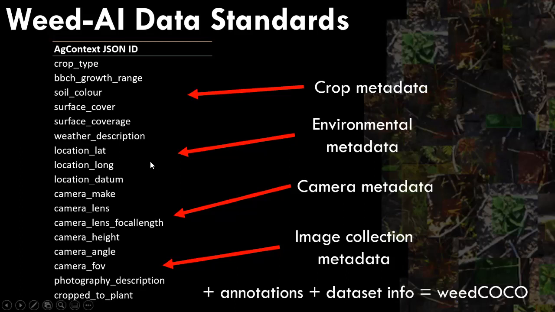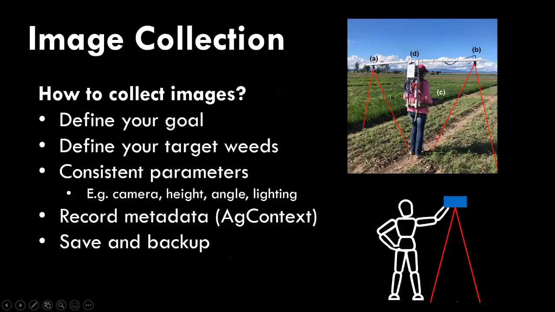When you combine all this information with the annotations in whatever format you have, or COCO if you've annotated with that, along with that data set info on who's authored it, then we end up with WeCOCO. And so that's what WeCOCO is all about. It brings together these standards, the standard annotation format, and data set information all together into one file. So that's on the WeCOCO front.